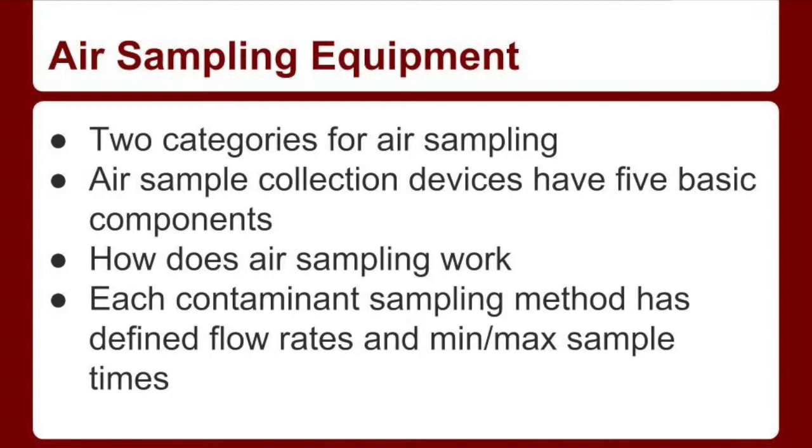It is necessary to measure the flow rate through the sampling train before and after sampling to ensure that a valid sample is collected. Each contaminant sampling method has defined flow rates and minimum and maximum sample times. A flow that is too high can cause contaminants such as gases and vapors to pass through the sample media and not get collected, resulting in an invalid sample.